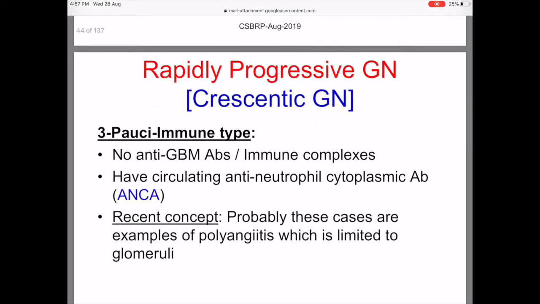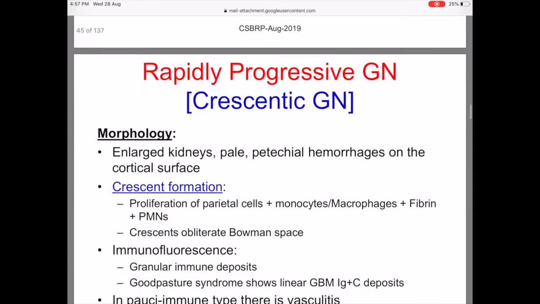Pauci-immune, there are no anti-glomerular basement membrane antibodies or immune complexes, and these patients may have circulating anti-neutrophilic cytoplasmic antibody, which is known as ANCA positive. And the recent concept is that it is a variety of vasculitis, an example being polyangiitis, which is limited to glomeruli.